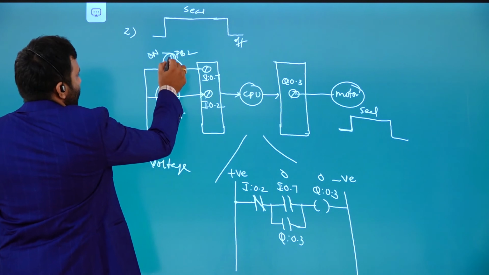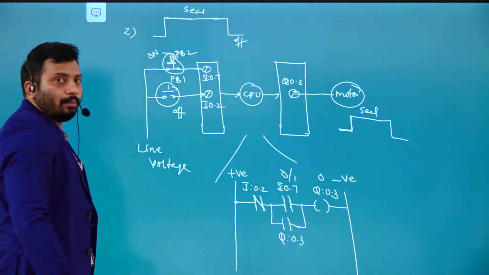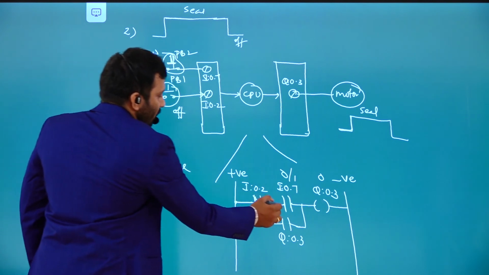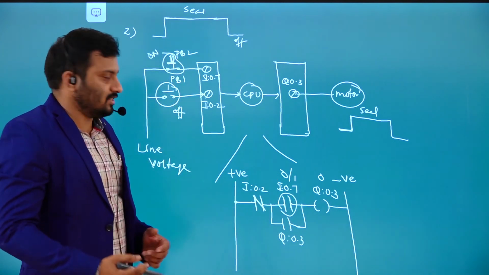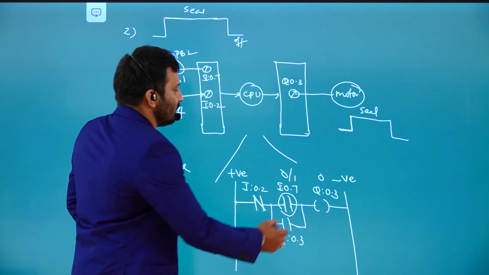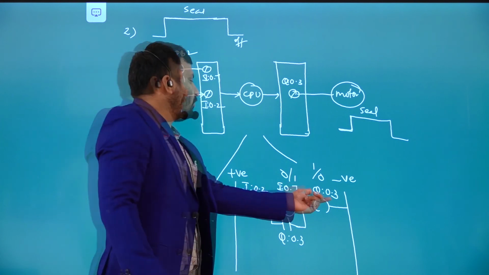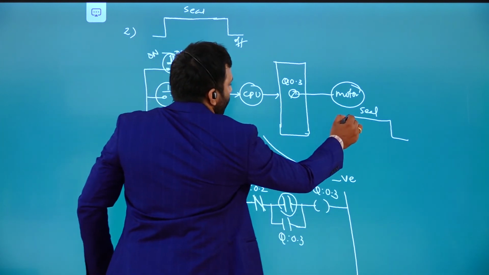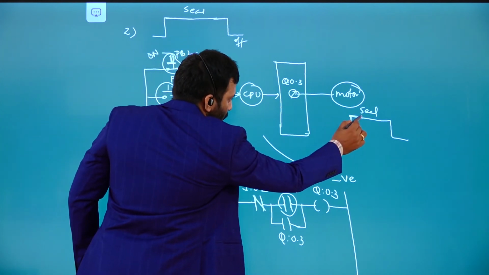If you push this particular push button, then what will happen? This is going to be 1. Once it is 1, this normally open contact is going to be energized. That is going to be closed. That is the reason output here is going to be 1. This output being 1 means the motor is going to be on.